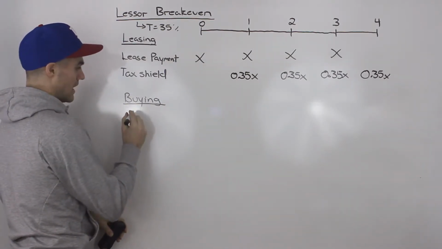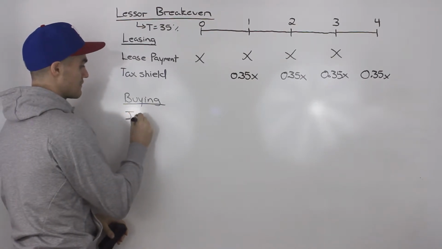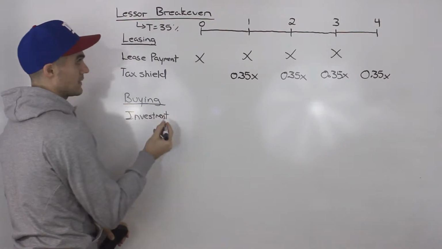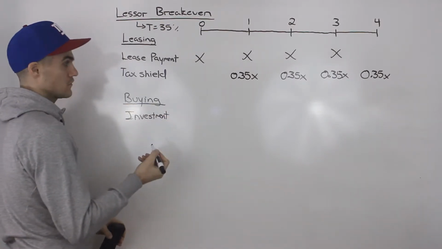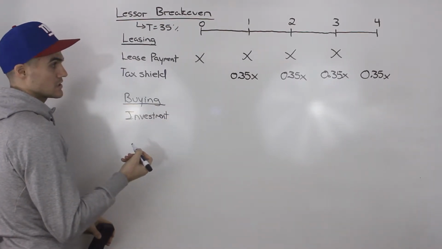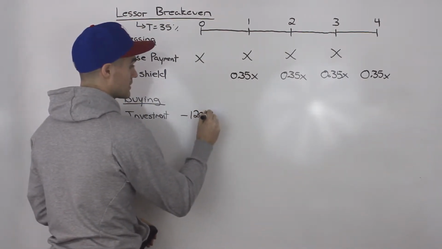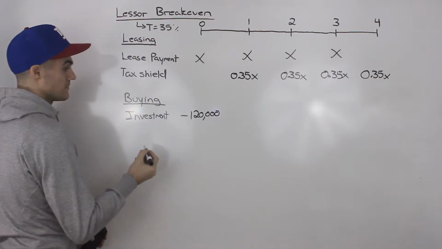So for the buying, we have the investment or the capital expenditure, which is basically the cost of the machine. And the cost of the machine is $120,000, so that's going to be over here in times 0. That's going to be negative $120,000.